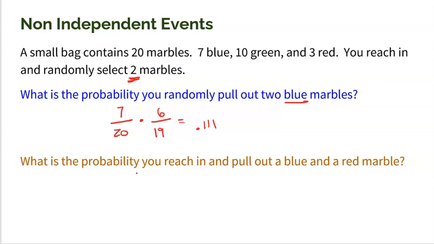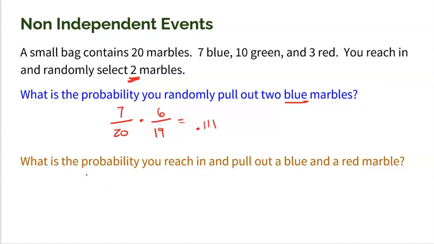All right, this next one's going to be a little bit different, but with some of the same characteristics. What is the probability that you reach in and pull out a blue and a red marble? So again, at the end, I want to get a blue marble and a red marble. I'm not replacing. I'm going to select a marble, keep it, select another marble, and at the end I want one to be blue and one to be red.